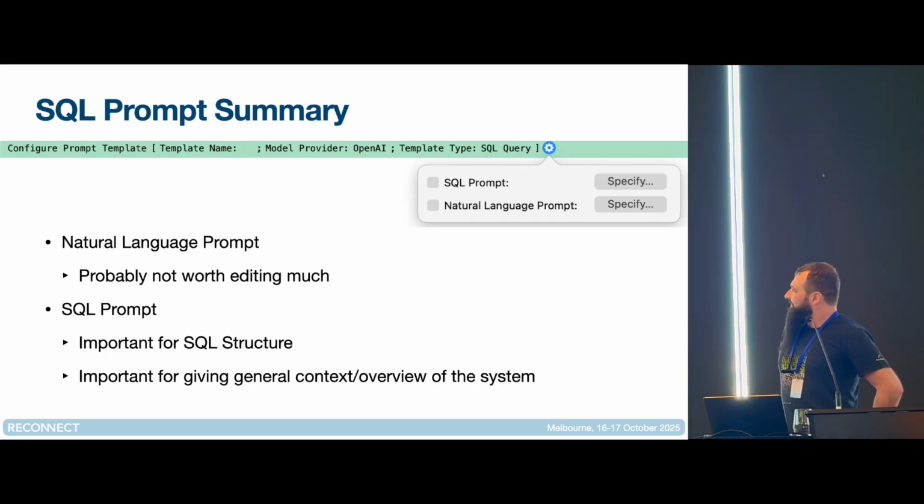So, a bit of a summary. The natural language prompt is there. Once you've got the script step returning answers the way that you want, you probably won't touch that one again. The SQL prompt is that bigger one. It's much more important for the SQL query structure and how the LLM is going to format those SQL queries for your database. And as I say, it's important that you can give all this extra information about your system to the LLM.